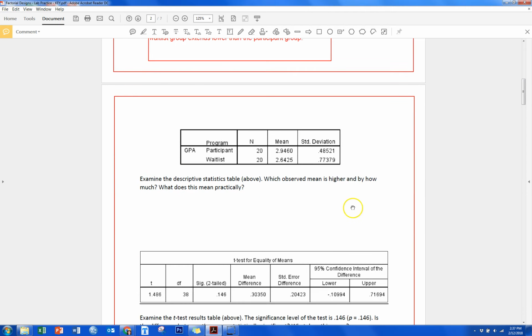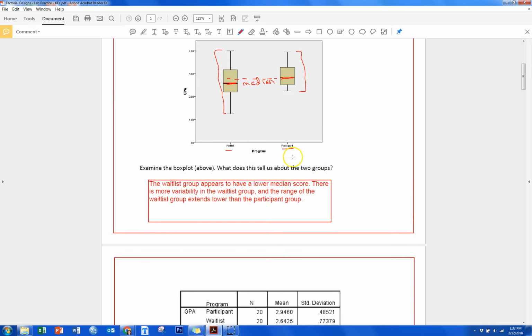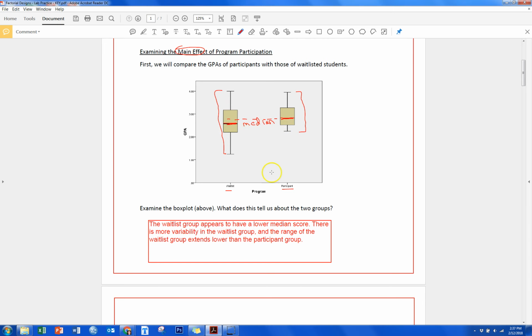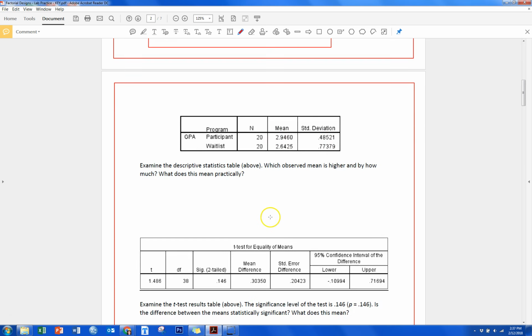Let's continue. Examine the descriptive statistics table above. Which observed mean is higher, and by how much? What does this mean practically? Okay. So how is this different than the graph we just looked at? So up here we have the medians, which did not tell us the mean. Down here it's giving us the mean and the standard deviation.